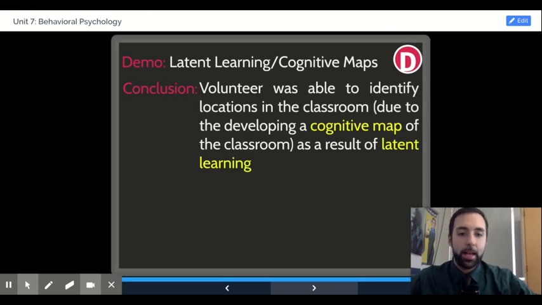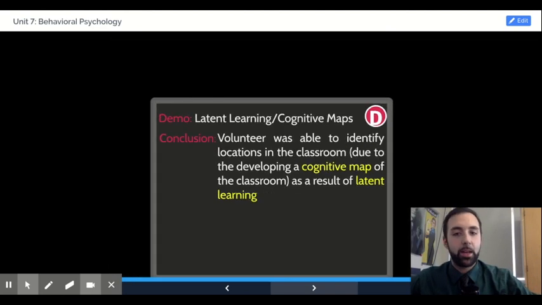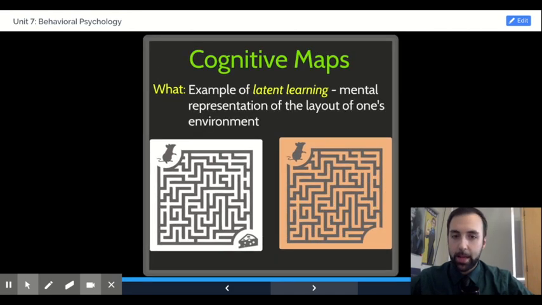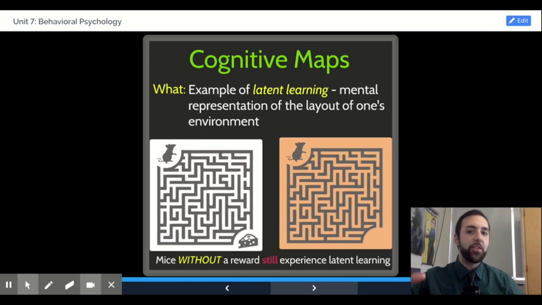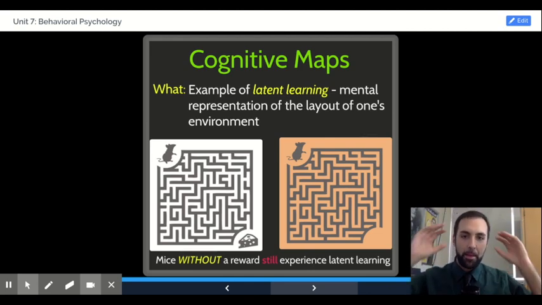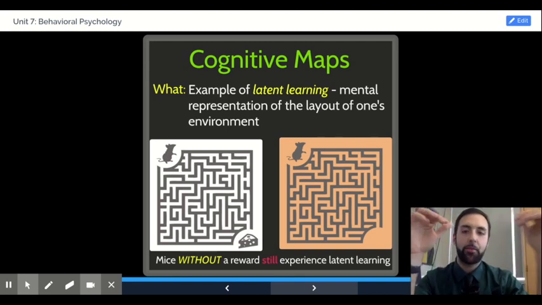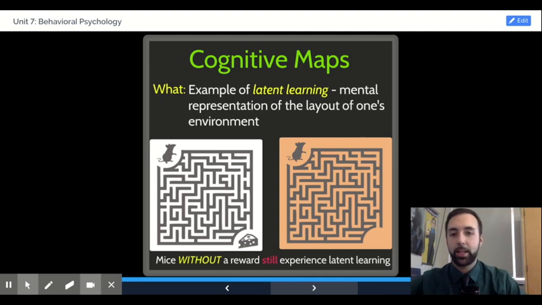If we were in class, I would ask for a volunteer to point out things in the class, but obviously we're not doing that through YouTube. The phenomenon of knowing the visual representation of one's layout in your head as a mental representation. So the layout of my classroom, the layout of the town, the layout of an area you visit, that mental representation of a geographical location is called a cognitive map. This is another great example of latent learning.